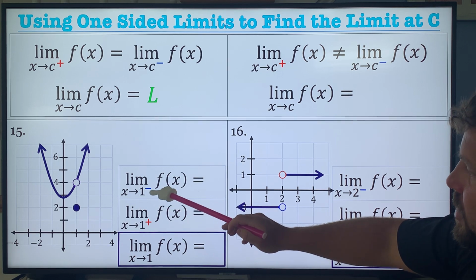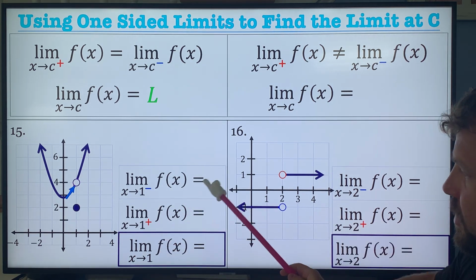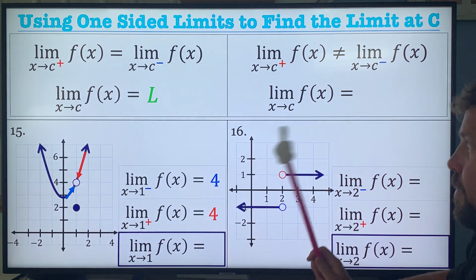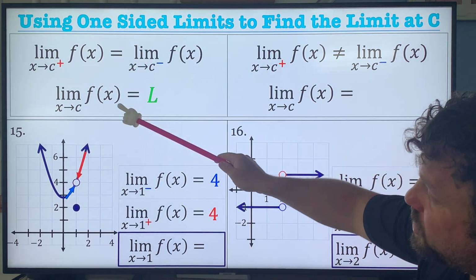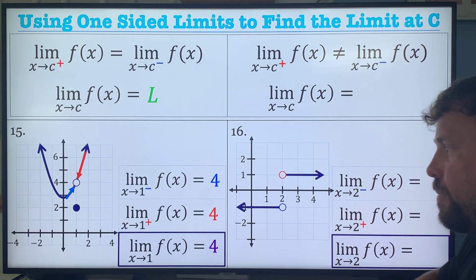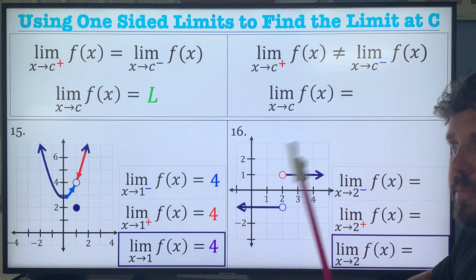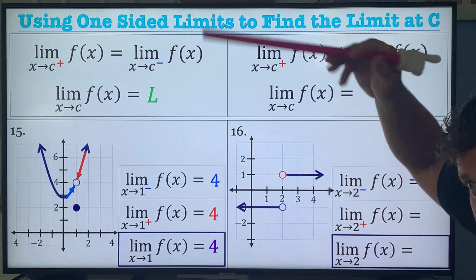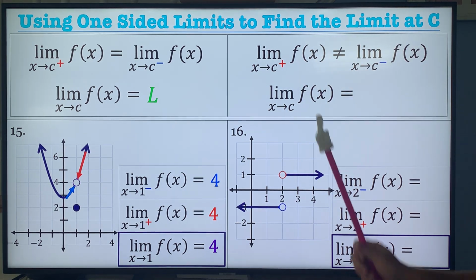Okay, so let's go to this one first. We said before the limit at 1 from the negative side was 4. We said the limit at 1 from the positive side was also 4. Because they are equal to each other, the actual limit is 4. We already did this. This is just quick review. We're circling back, like a little spiral. Make sure you get this.